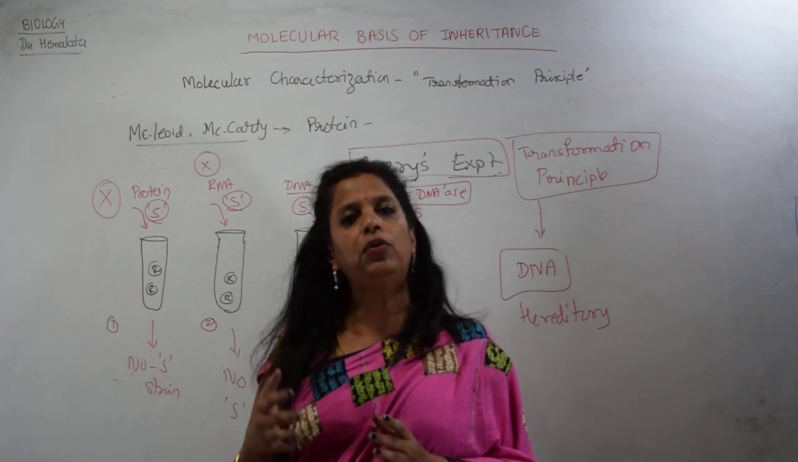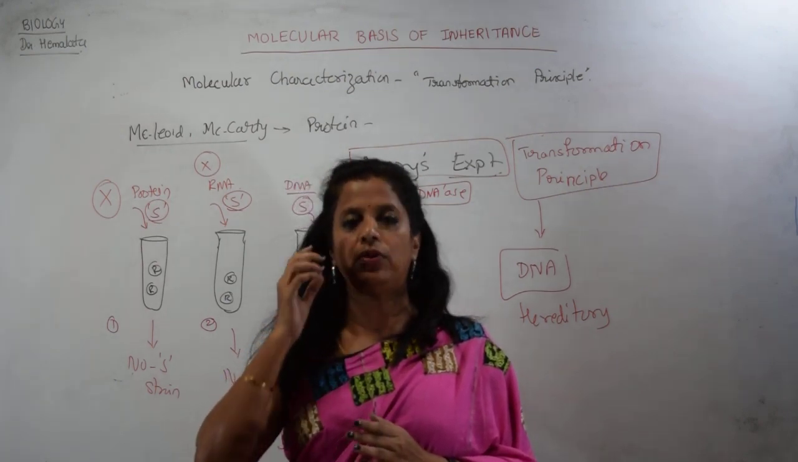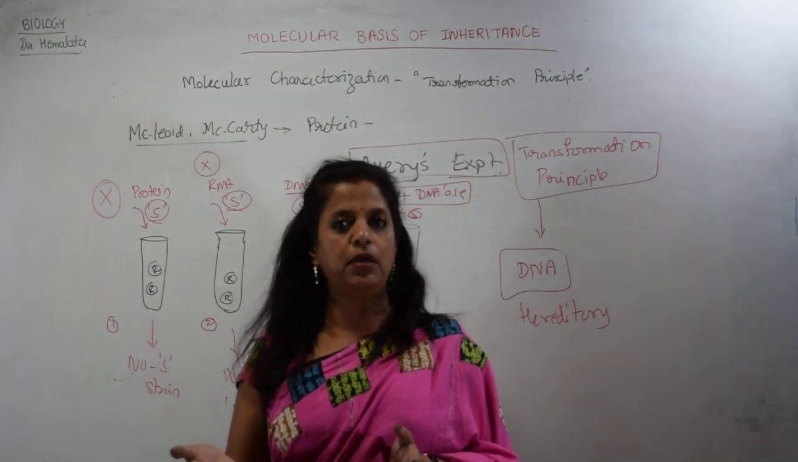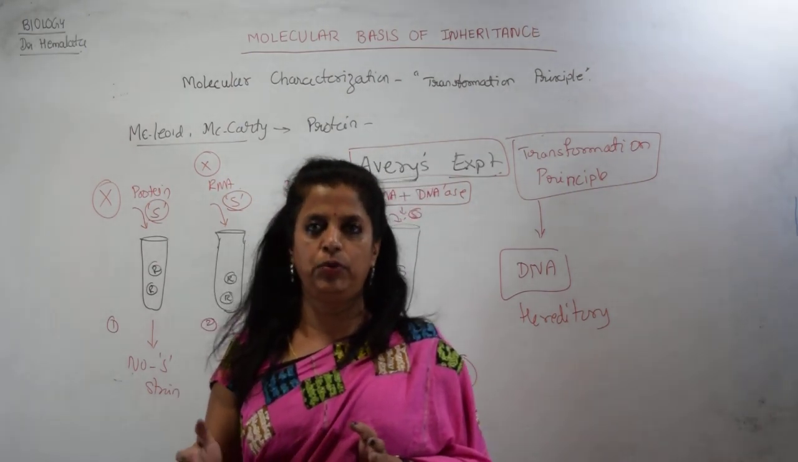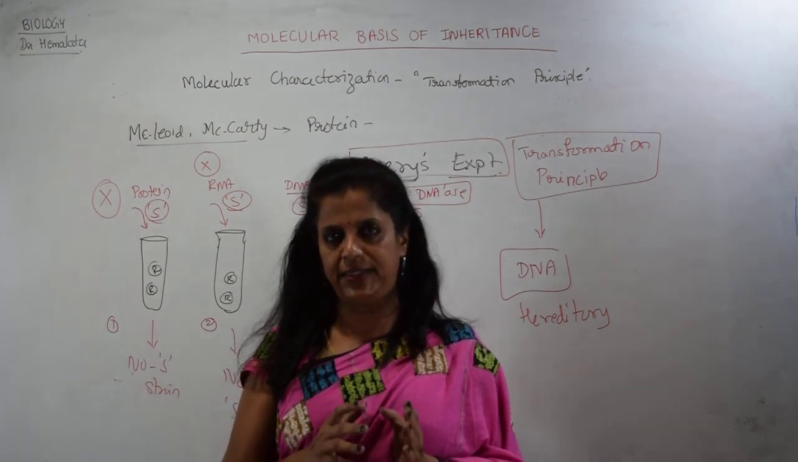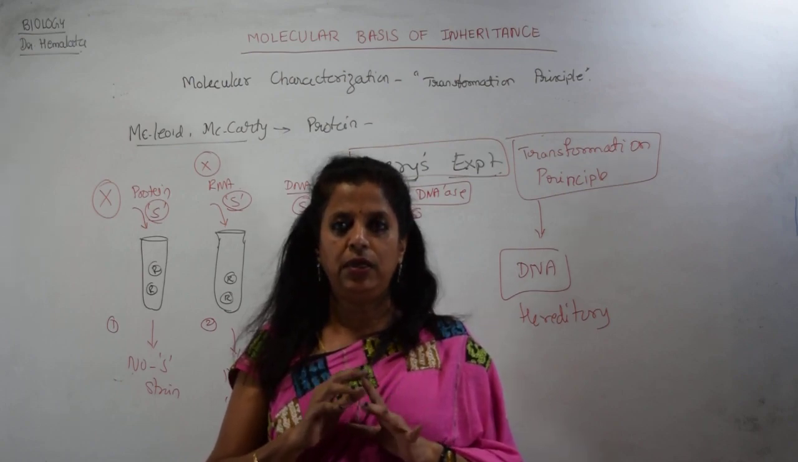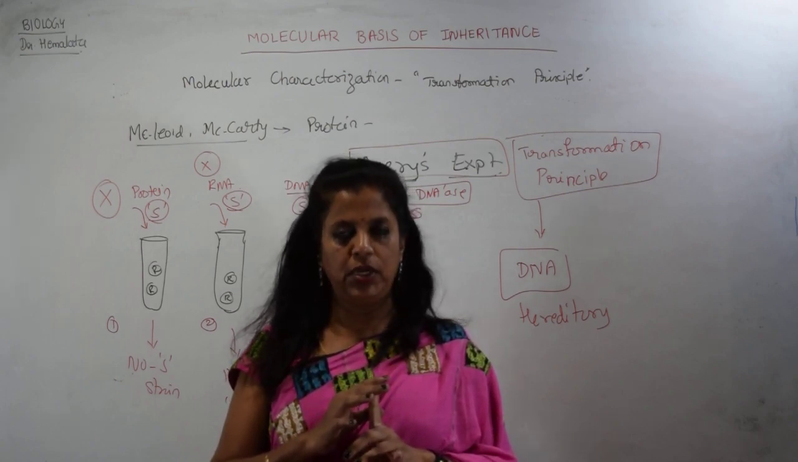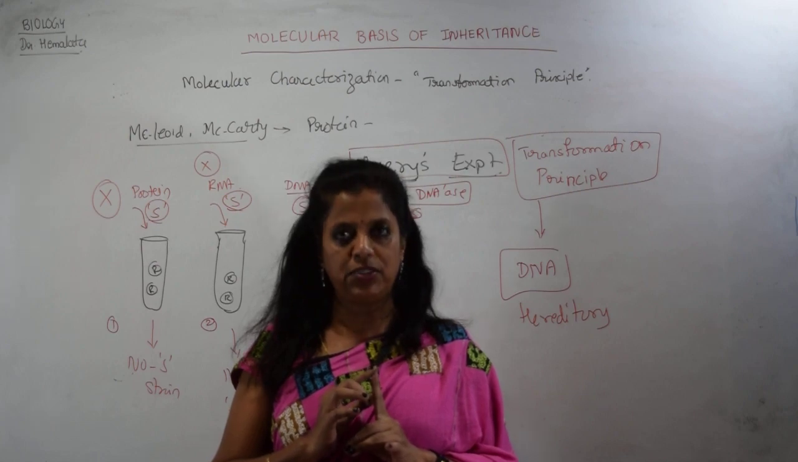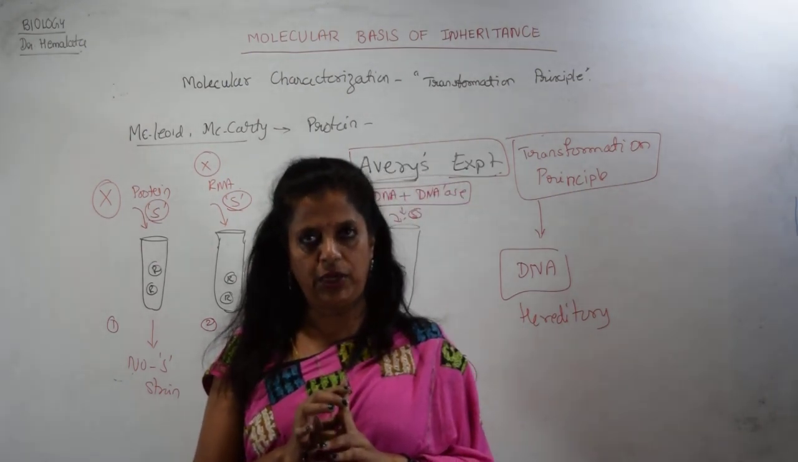Second, they took R strain. And when R strain was injected into the mouse, the mice remained alive. There was no problem to the mice. That means it is ineffective. It is not causing disease. Now, S strain is causing pneumonia. It is called the virulent strain. R strain was harmless. It was called the non-virulent strain.